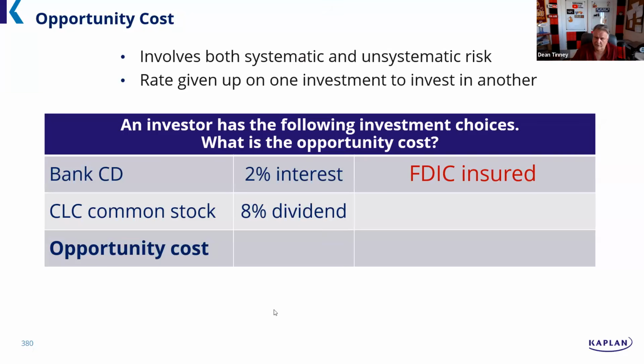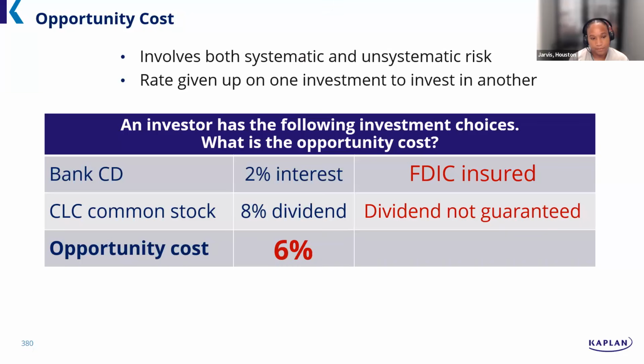Now, there is a huge difference between those two, though. That bank CD is FDIC insured, and the dividend on a common stock most certainly is not. So there's no free lunch, is the point. I mean, you're going to get a higher return, you've got to take higher risk. Yeah, and you might say, well, Dean, I understand that's the opportunity cost, but I'm not comfortable with it.